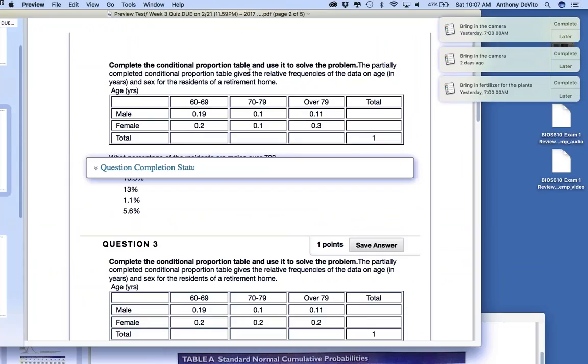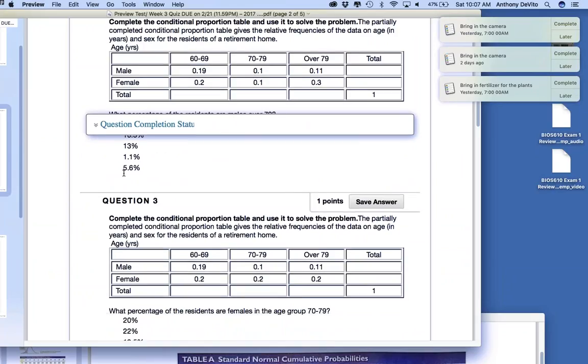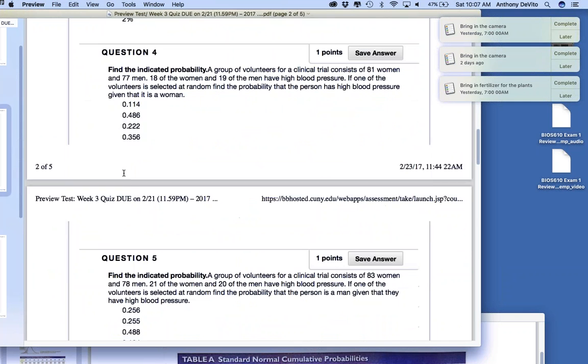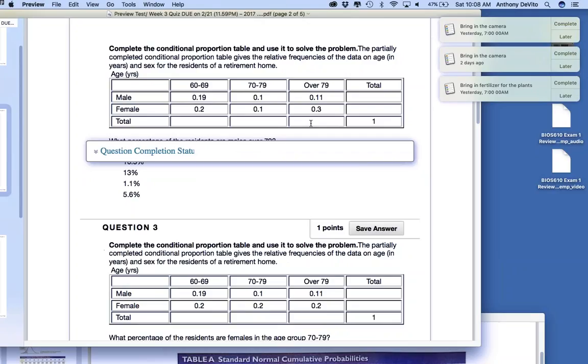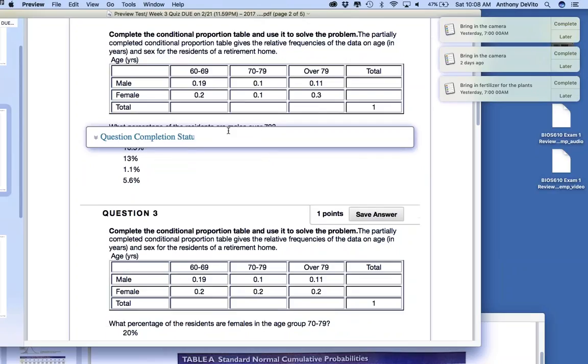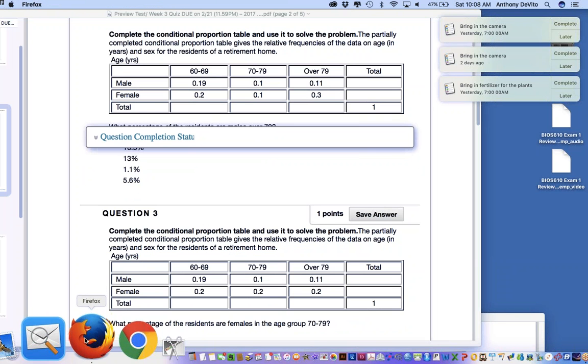Okay, complete the proportional table, use it to solve the problem. Okay, so what we're interested in here is the total number of, this is what I mean by Blackboard doing this funky stuff with overlays and stuff like that. The table. I can't tell what that says. I'm going to have to open up Blackboard.